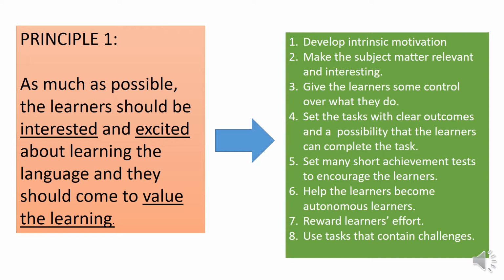And number four, set the test with clear outcomes and possibility that the learners can complete the test. Okay, so at the beginning of the lesson, you always give information to your students about the outcomes of your lessons. And number five, set many short achievement tests to encourage the learners.